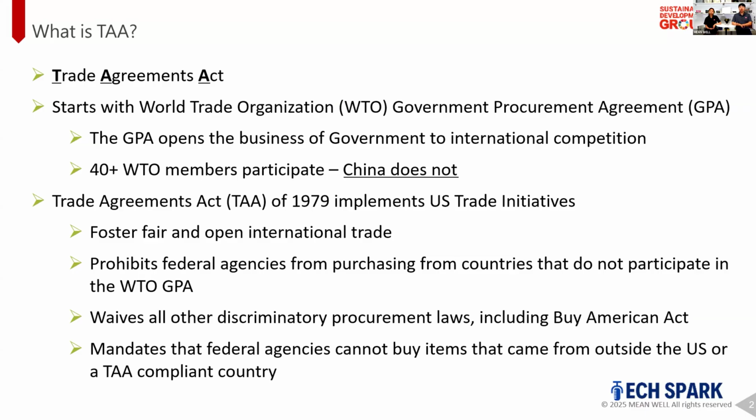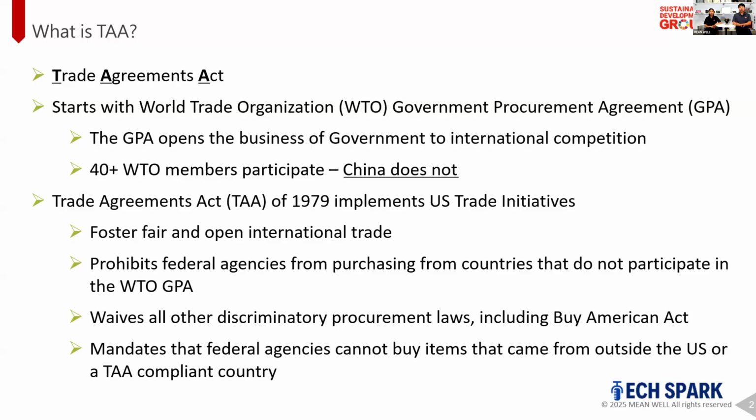But TAA, the Trade Agreements Act, is basically the U.S. government version to work with the WTO, and it was implemented in 1979. It is intended to foster fair and open international trade, fair trade with the WTO members, and also opening international trade for some of the slow developing countries. So this is overall a very positive and very good initiative worldwide.